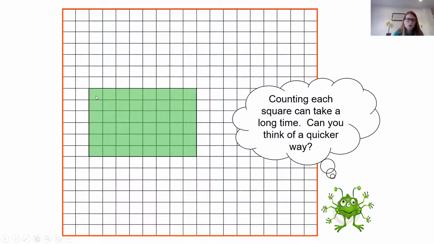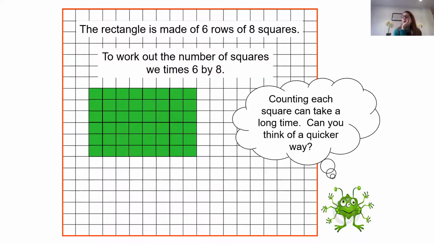You know, we could go across 1, 2, 3, 4, 5, 6, 7, 8. 1, 2, 3, 4, 5, 6. And I'm just giving you a big clue by doing that. There's 8 in that row, 8 in that row, 8 in that row, 8 in the next row, 8 in the next row. So there's 6 lots of 8. Hopefully, some of you have worked out that rather than counting individual squares, we could just do a times table. We could work out the number of squares by timesing 6 by 8. So the area of that shape is 48.